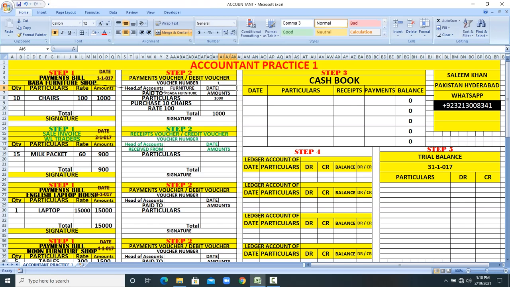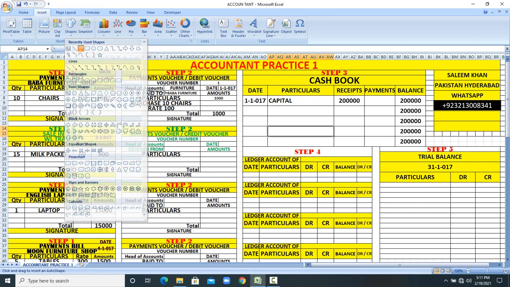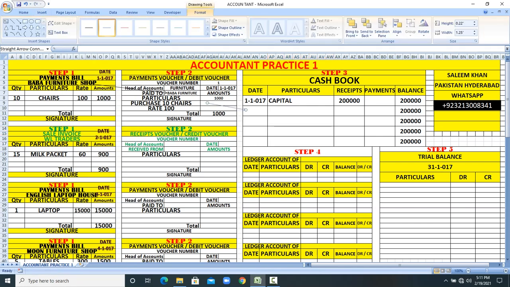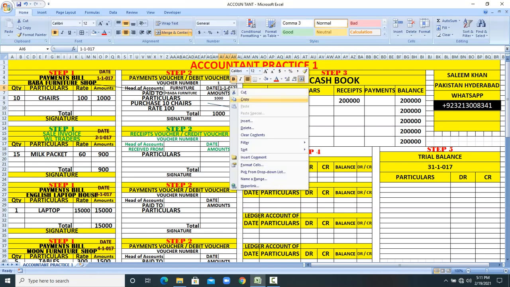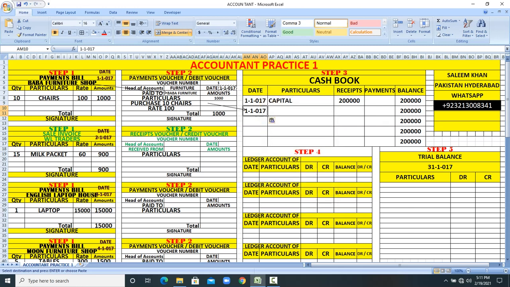This date we write here, 1/1/17. Now we start the cash book. Suppose our company capital is 2 lakh. Now first voucher, this voucher we write here. This date we post here, and head of account we write here, and the 1000 payment bill, payments 1000.